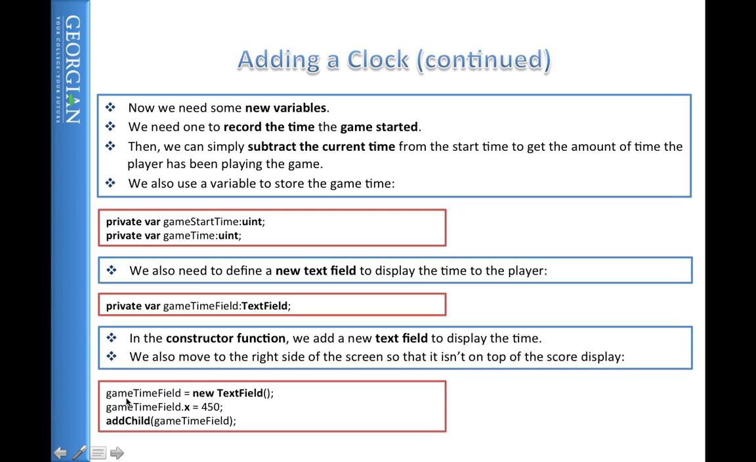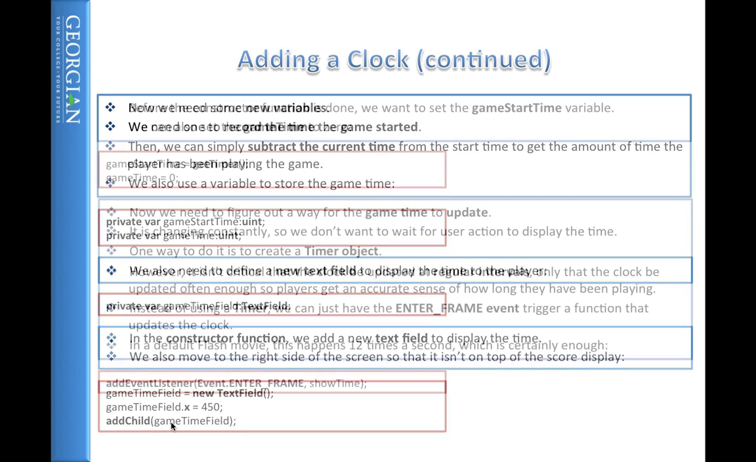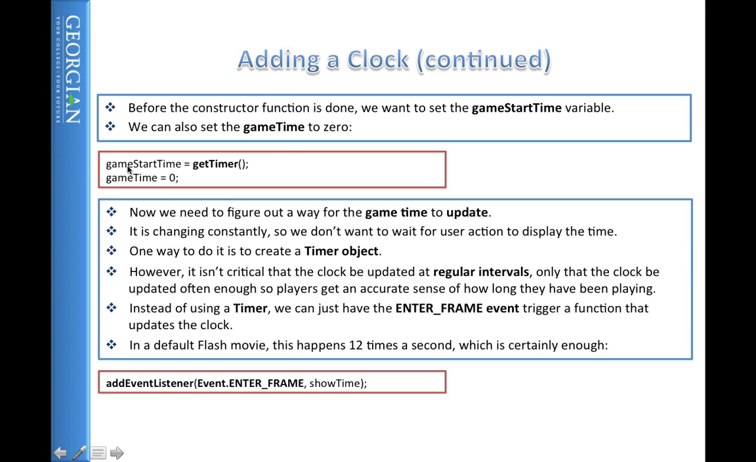We're going to say the game time field is equal to a new text field. We're going to set its x value to 450, which is the right side of the screen. That's where we're going to put it. We're going to add child, which means it's going to be added to the screen itself. Then we're going to say our game start time is get timer. Get timer says this is the time now, and our game time starts at 0.